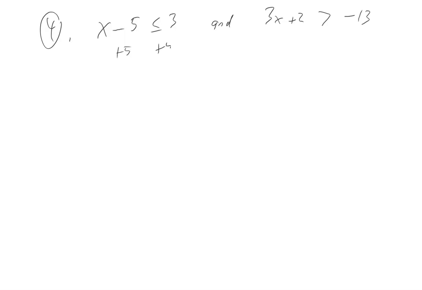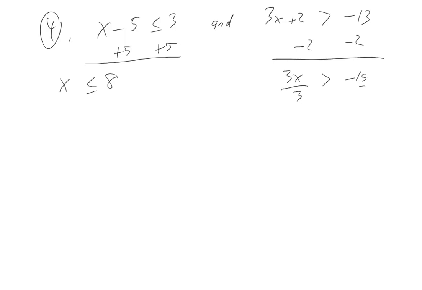Okay, let's try something like number 4. So x minus 5 is less than or equal to 3, and 3x plus 2 is greater than negative 13. If I solve this, I'll add 5 to both sides. X is less than or equal to 8. Then I'll get 3x is greater than negative 15. Then I'll divide by 3. X is greater than negative 5.